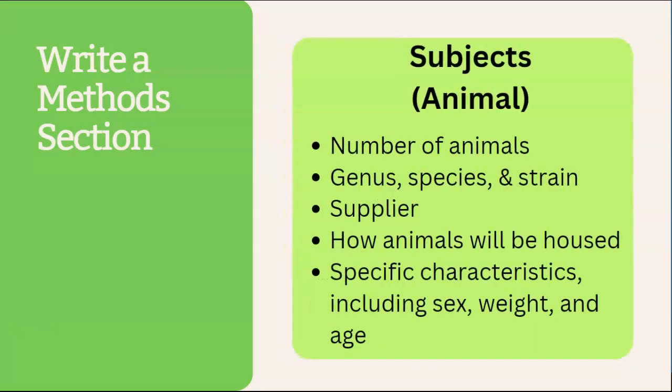If your subjects are animals, describe the number of animals, their exact genus, species, or strain, and describe characteristics such as age, sex, or weight. You also want to say what supplier you will use to obtain the animals, and describe how the animals will be housed and cared for.